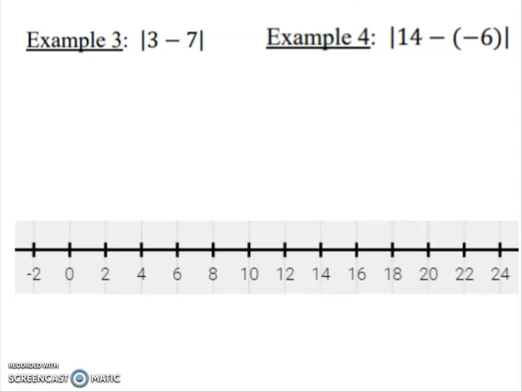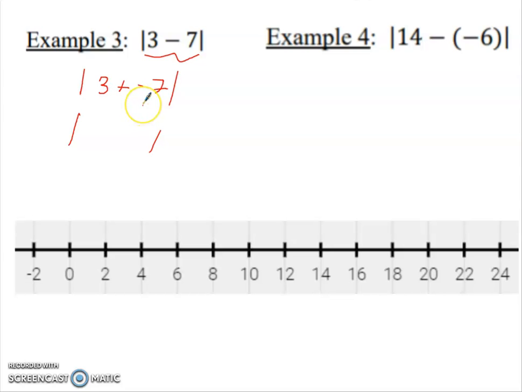So example 3 is a little bit more challenging because I have something inside the absolute value that I need to simplify. So the first thing I'm going to do is 3 minus 7. So I'm going to change that to 3 plus the opposite of 7. If they have the same signs, I add and keep the sign. If they have opposite signs, I subtract and keep the sign of the larger number.